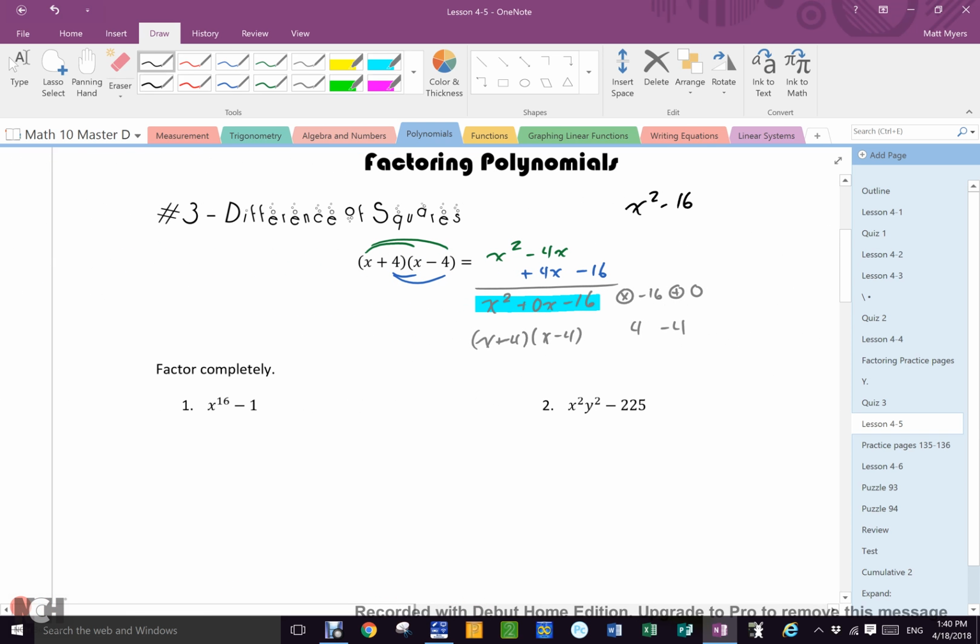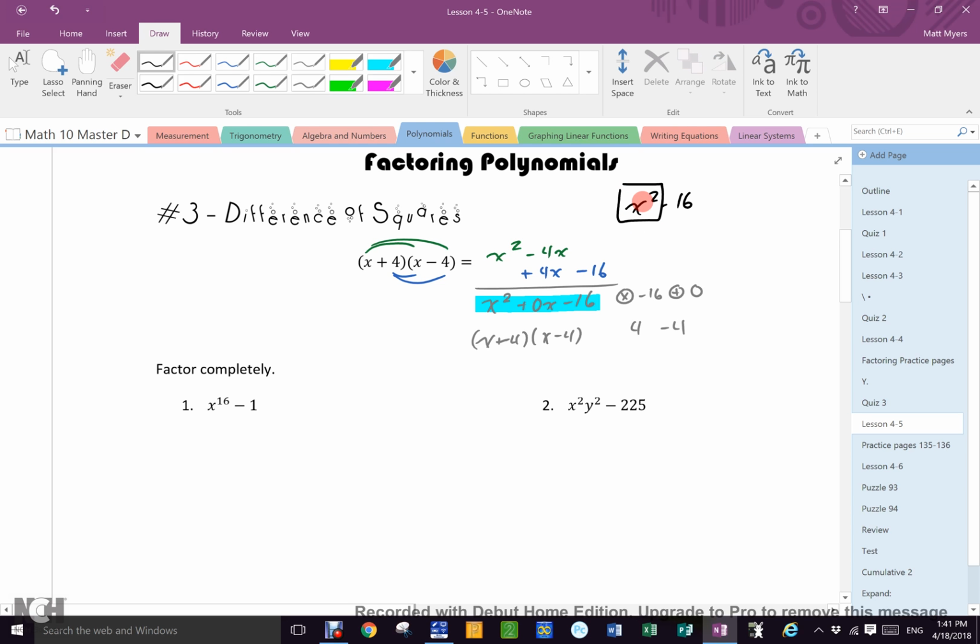What is the name of this third type of factoring of polynomials? Difference of squares. Hint, it's in the title spot. Difference of squares. What math is difference? Subtraction. If there's an S on the end of the word, what does that mean? There's more than one. Is that a perfect square?